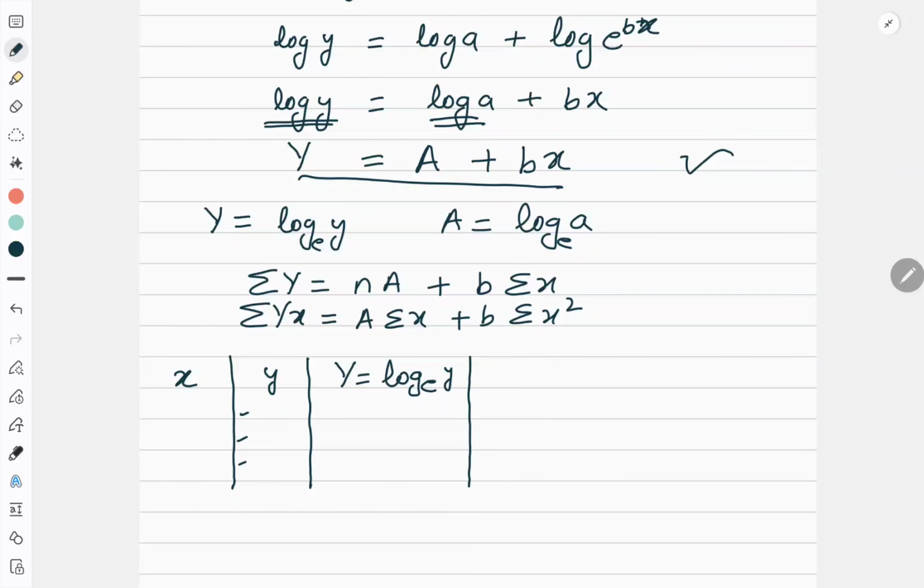Then I have x square, so I'll just square these values. And then I have capital Y into x, so I multiply these values. So I'll get the table. Then when I add up the columns, I'll get summation capital Y, summation yx, summation x, summation x square. These values I'll substitute in the normal equation. I'll get two equations, solve them, and get the answer. So this is how I can convert an exponential curve to a straight line.